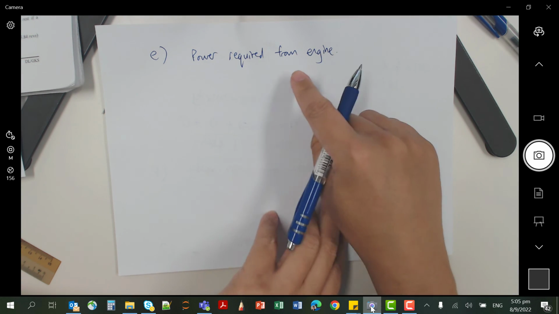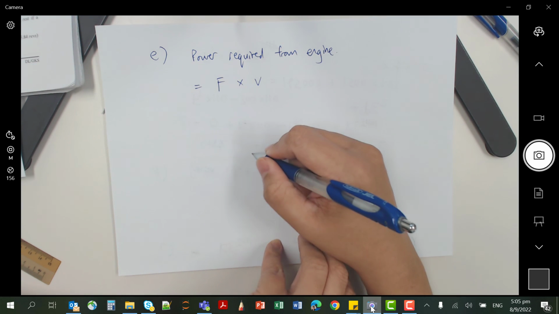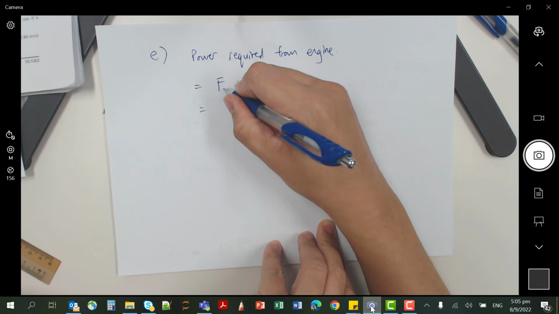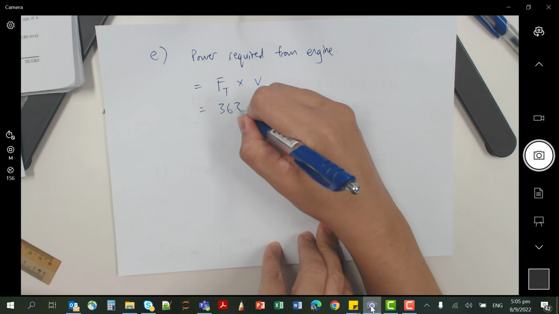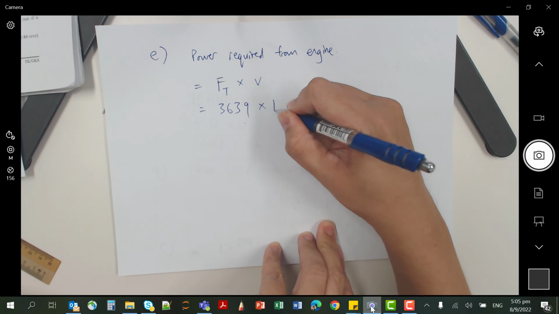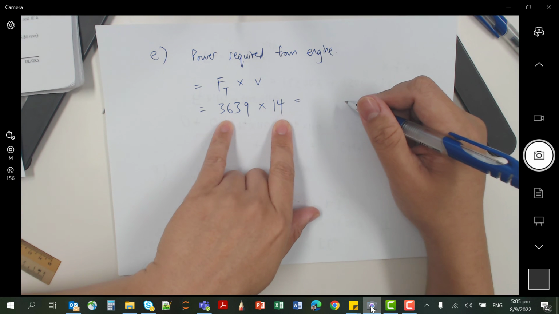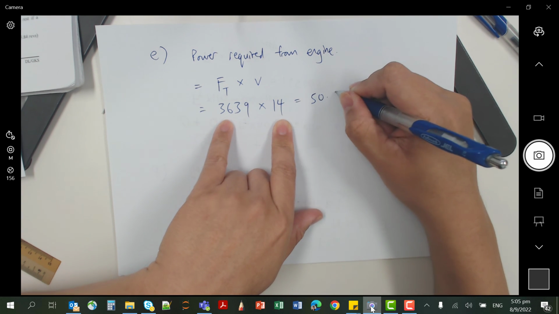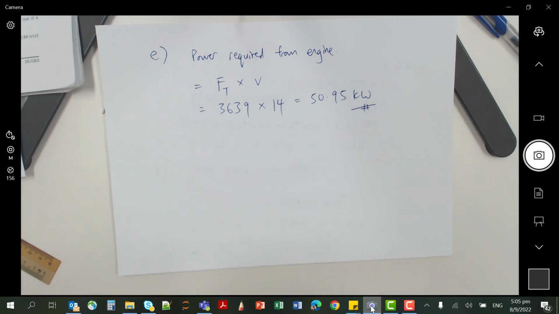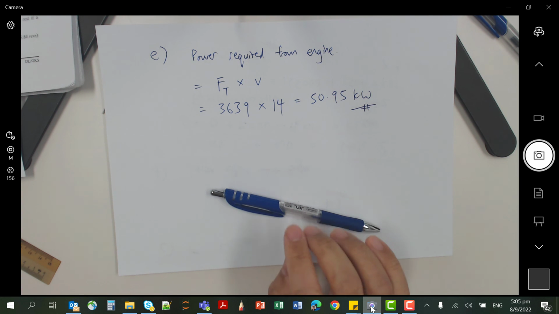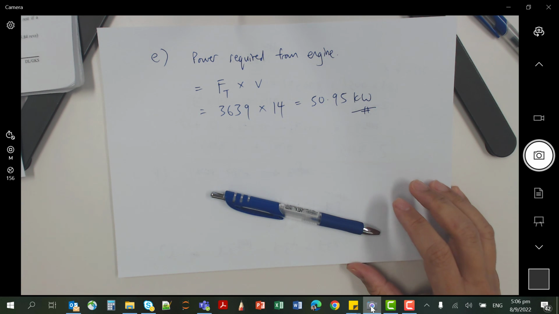If I want to know the power required for the engine, power is what? Force times velocity. So what force? It must be the engine force, the traction force, which you found out just now, 3639. And the velocity is 14 meters per second. So here you get your answer in watts, which will become 50.95 kilowatts. So this is a typical full question for this topic of work, power, energy.